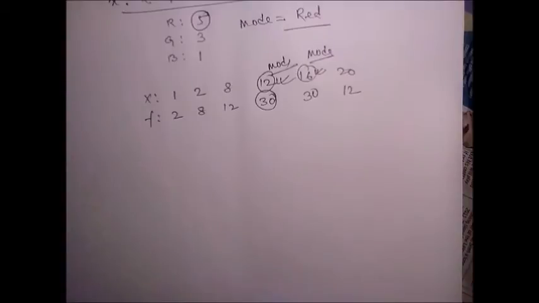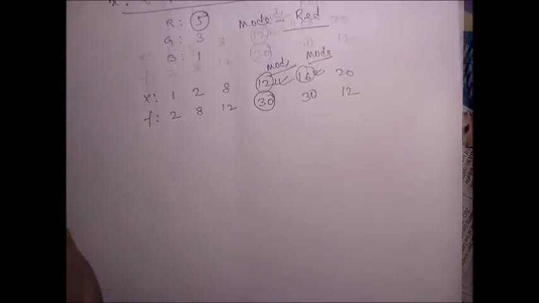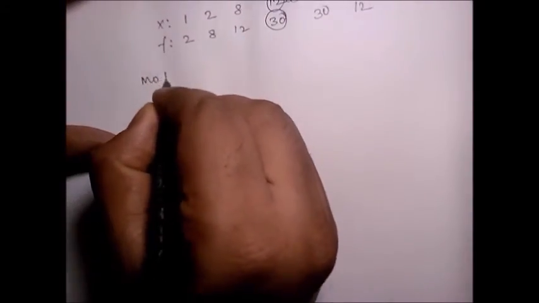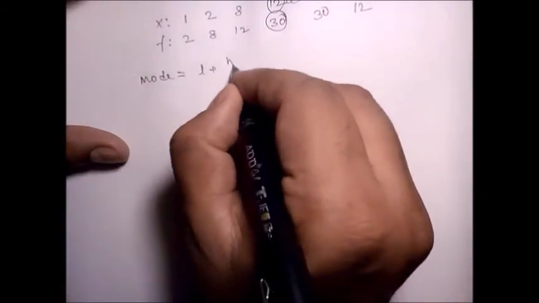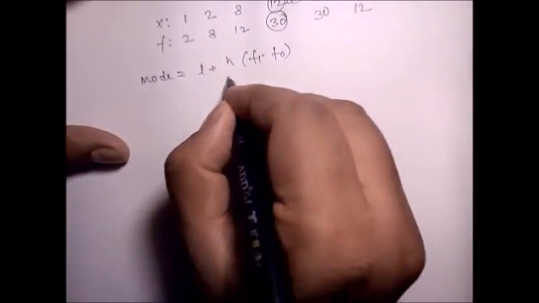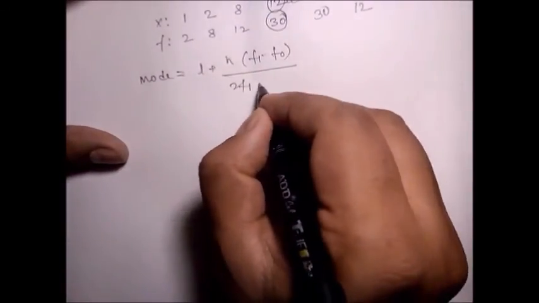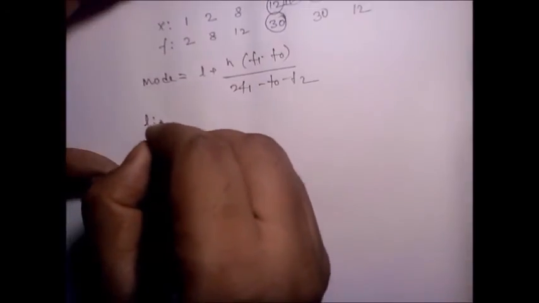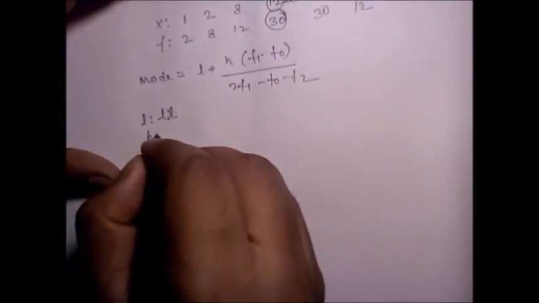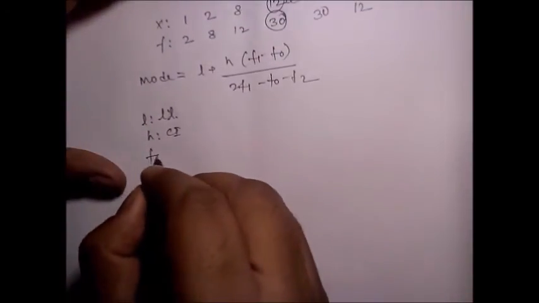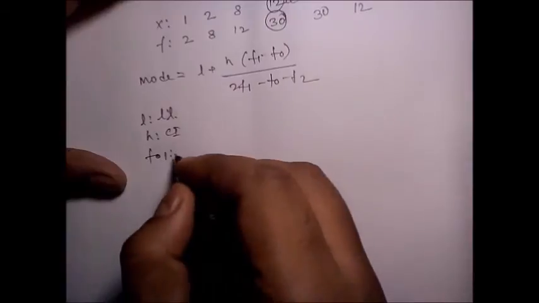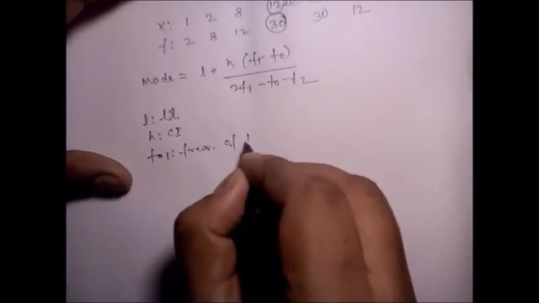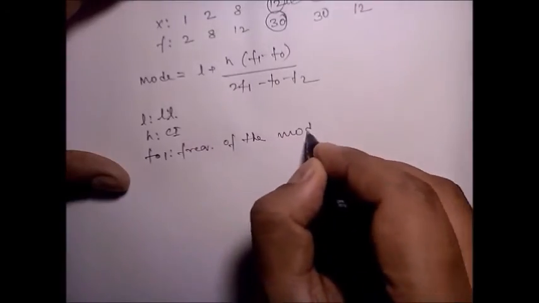Okay, so we'll talk about this in detail later. Calculation of mode for the grouped data. The formula is L plus H times (f1 minus f0) divided by (2f1 minus f0 minus f2). So what is L? L is the lower limit. What is H? It is the class interval. What is f1? f1 is the frequency of the modal class.